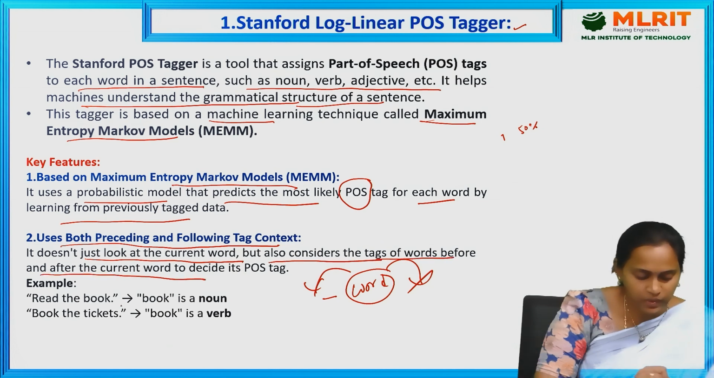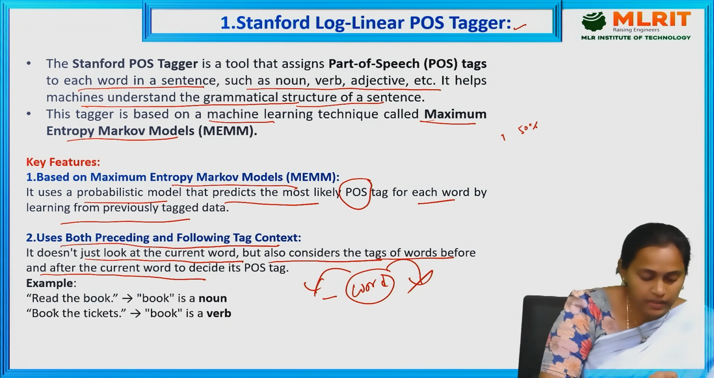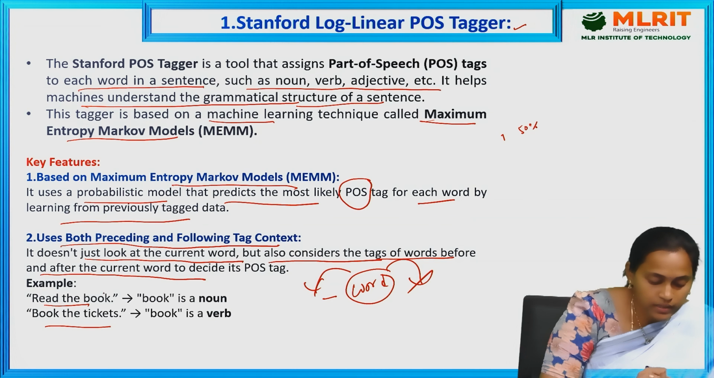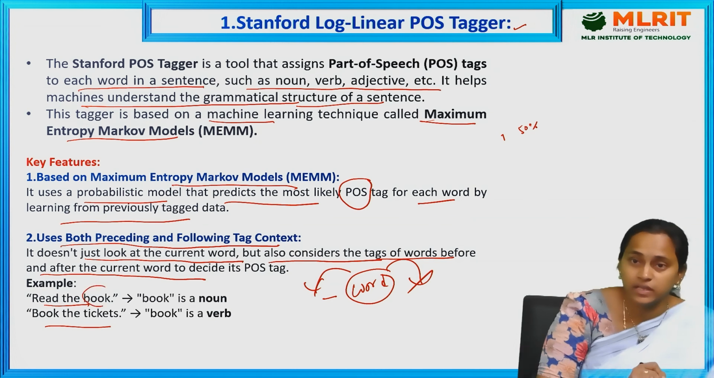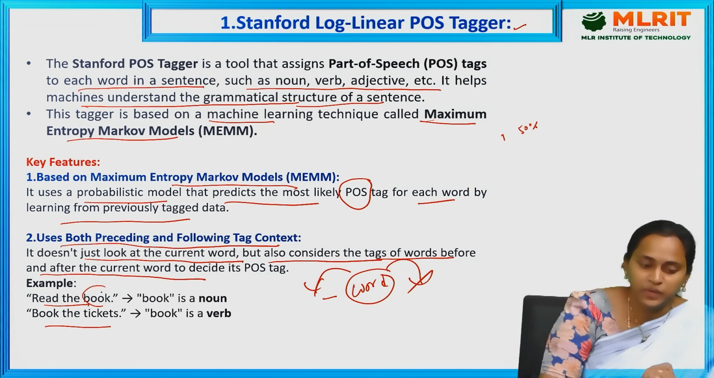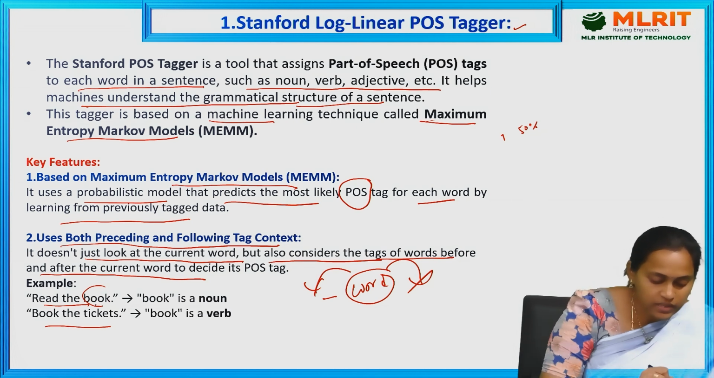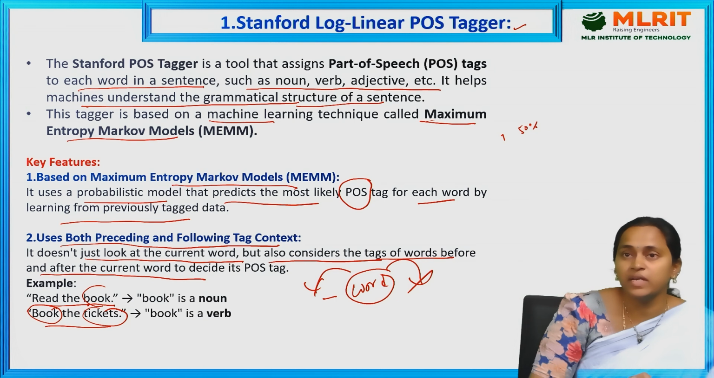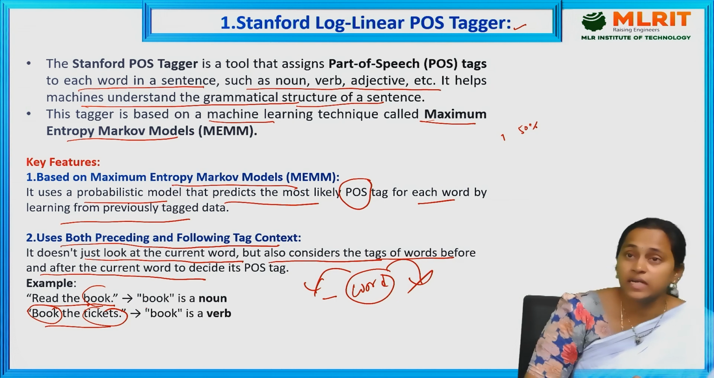Let's see an example. Suppose I am taking here: read the book, book the tickets. Suppose the noun we think about is book. So what is there before and after? In "read the book", book is a noun. But in "book the tickets", tickets is the noun and here book acts as a verb. This is the main difference. It depends on the surrounding previous and following words. It will decide the sentence meaning, that is, the POS tags.